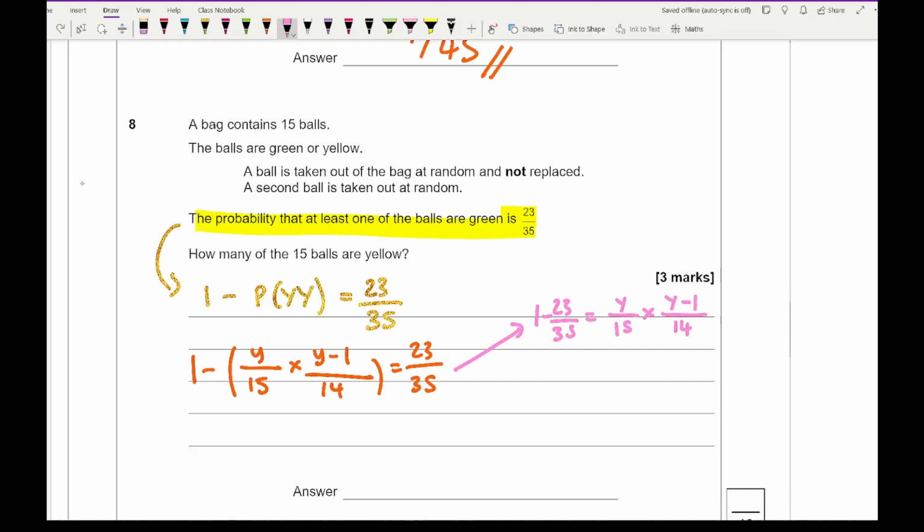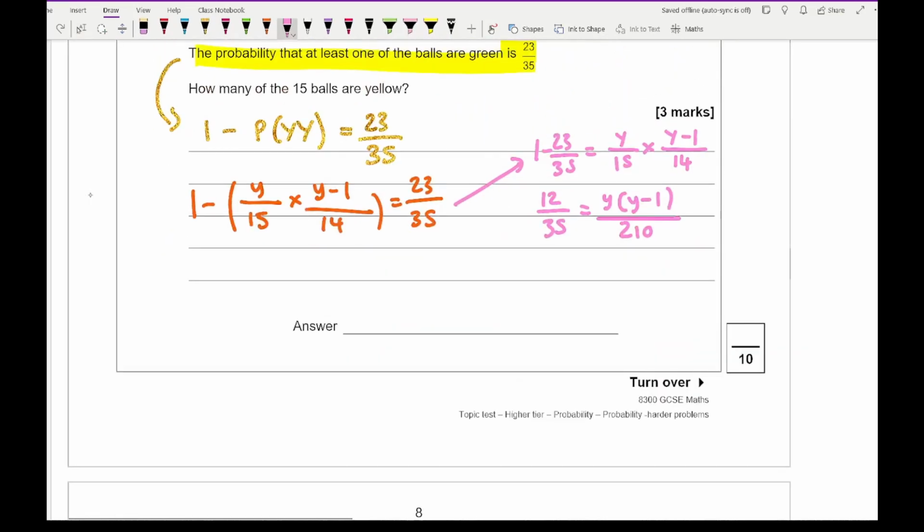Now if I simplify this, I get an answer of 12 over 35, and if I look at the algebraic fractions and multiplying, I get y minus 1 all over 210. Then if I do a bit of cross multiplying, I end up with 35y minus 1 equals 12 times 210, which is 2520. It then becomes a quadratic equation, so here I've got 35y squared minus 35y minus 2520 equals 0.